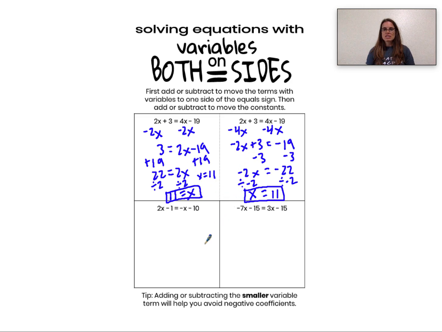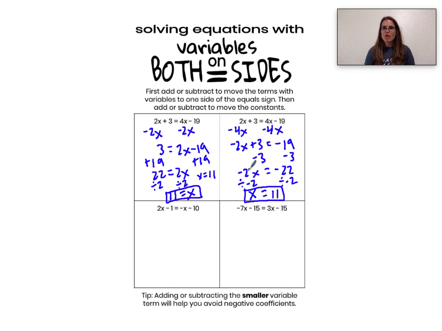What you'll notice is our tip at the bottom says that we suggest adding or subtracting the smaller variable term. That would mean in this case that we subtract 2x rather than 4x. This allows us to avoid negative coefficients, and negative coefficients, like negative 2, are a source of small errors on the part of students. So we suggest that you choose this first one, that you subtract 2x first. That leaves you with a positive coefficient and less opportunity for mistakes. But it's totally fine if you just want to subtract the 4x. That works too. You get the correct solution as long as you solve correctly.